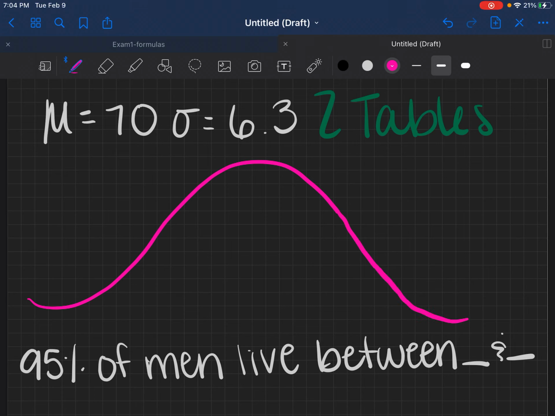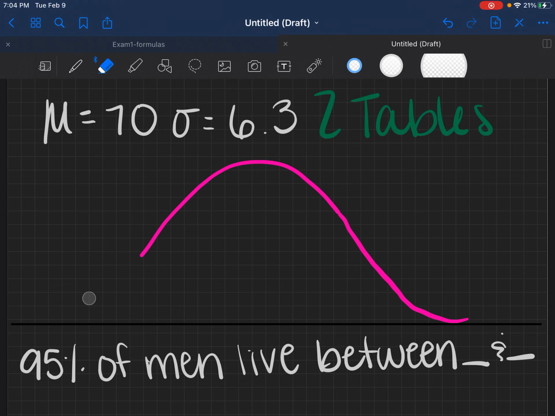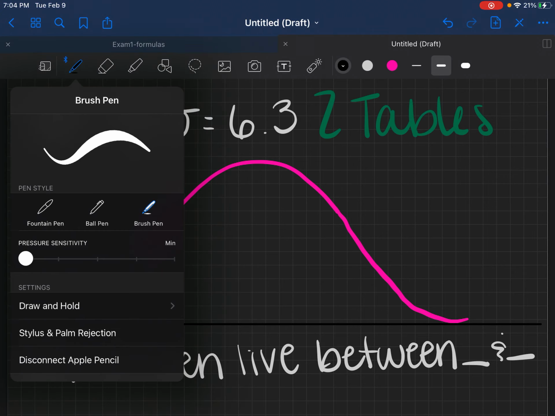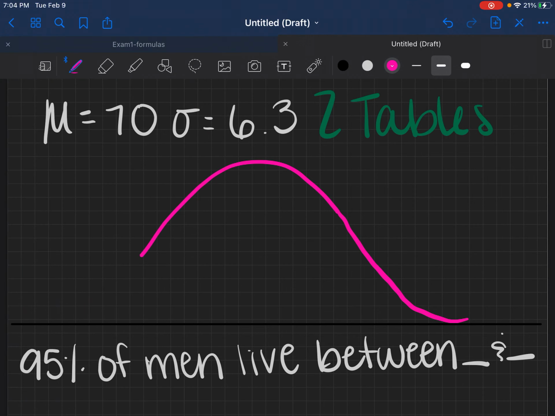So, the information that this gives us is that on average in industrialized countries, men live to be about 70 years old, and the standard deviation for that distribution is 6.3 years. So, I'm going to go ahead and mark off our mean, which is 70. And it's asking us for this particular question. I'm just going to move this down a little bit.